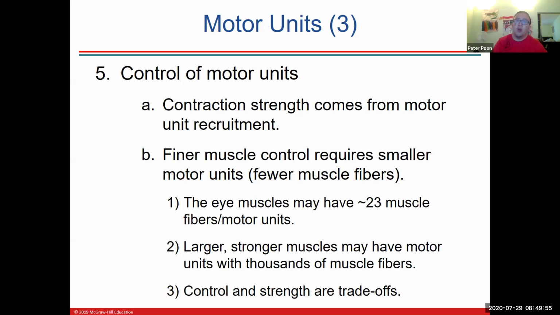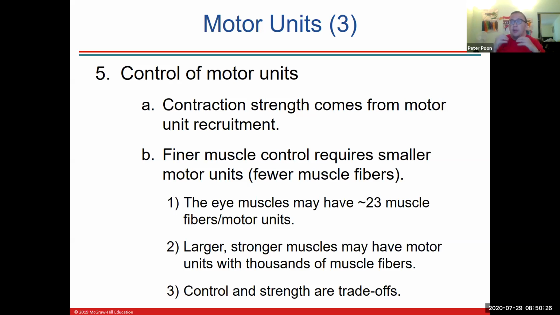Finer muscle control requires smaller motor units because you need more sensitivity and touch. Eye muscles may have 23 fibers per motor unit. Larger, stronger muscles have thousands of muscle fibers per motor unit. Control and strength are trade-offs. Every time I have more control, I have significantly less strength.